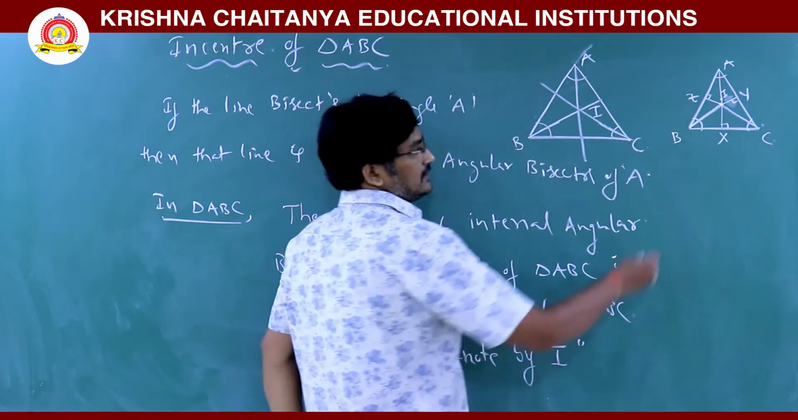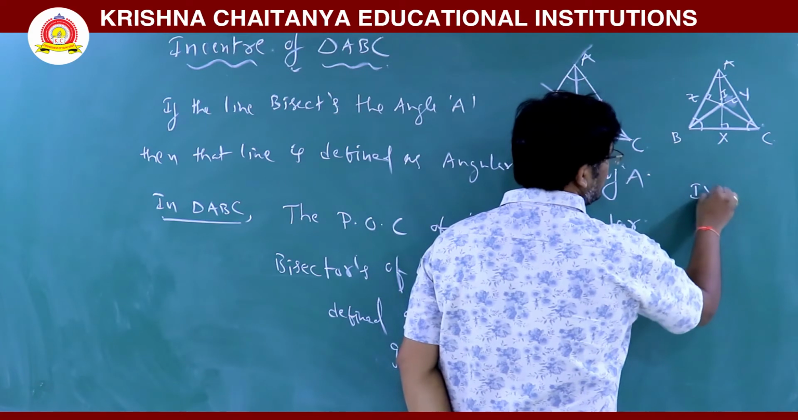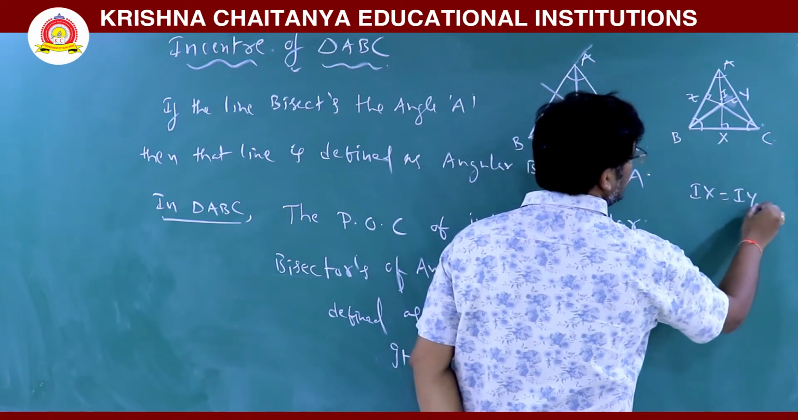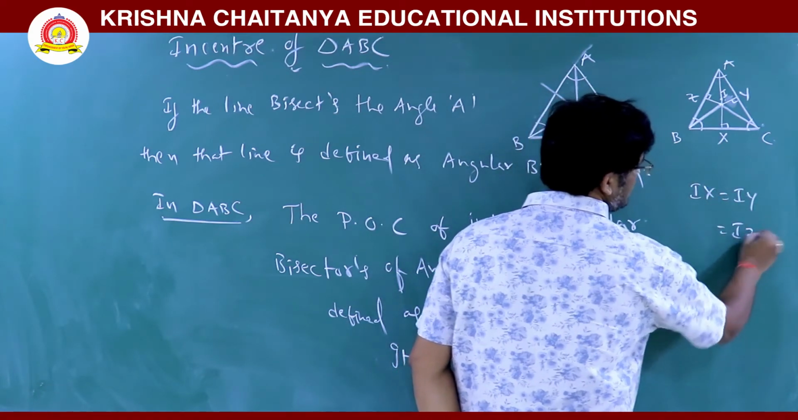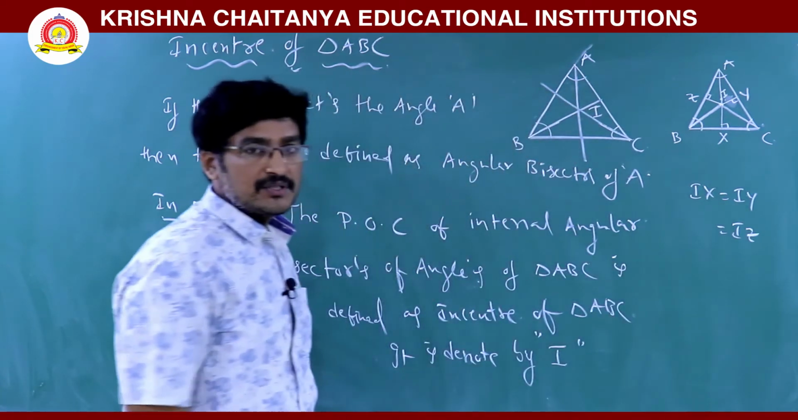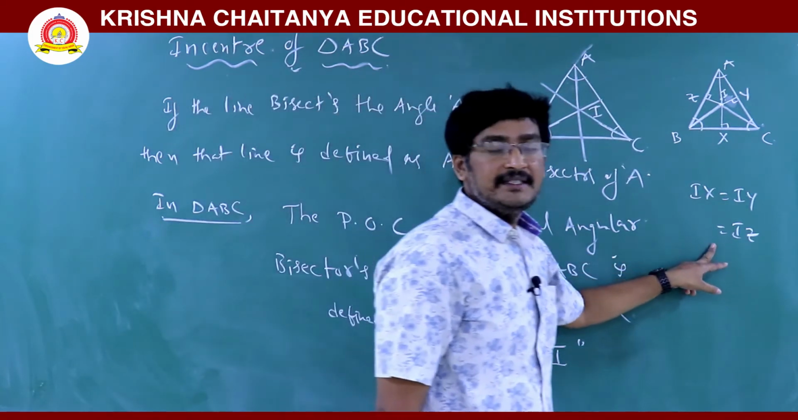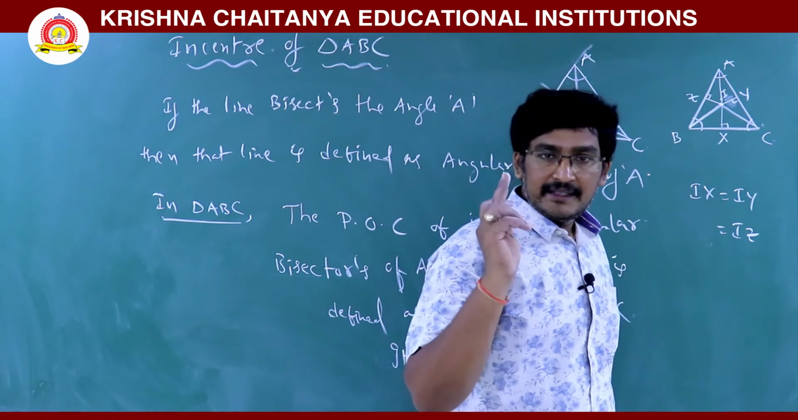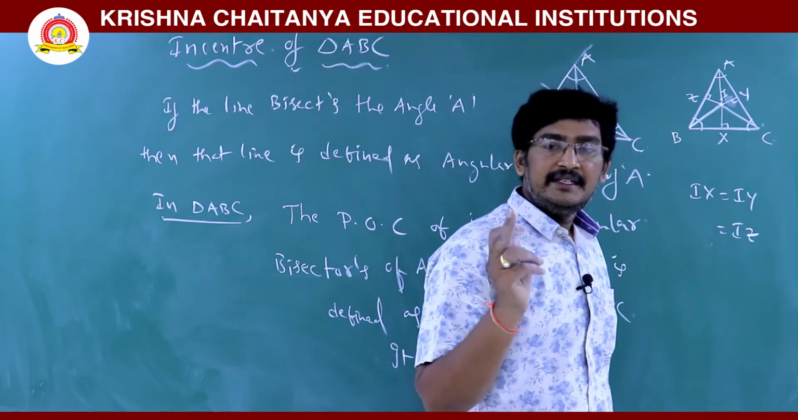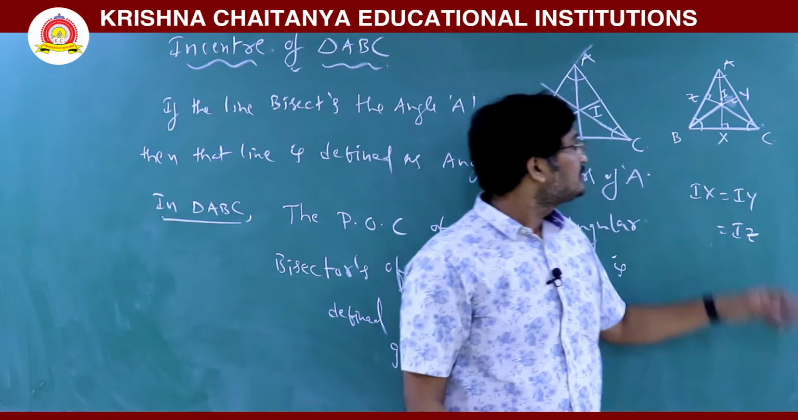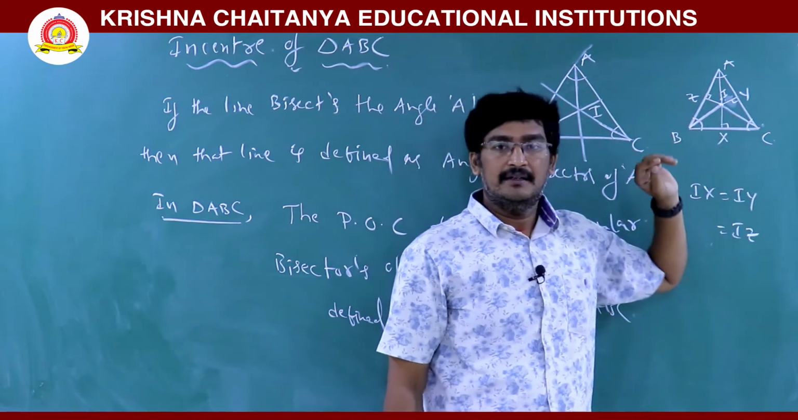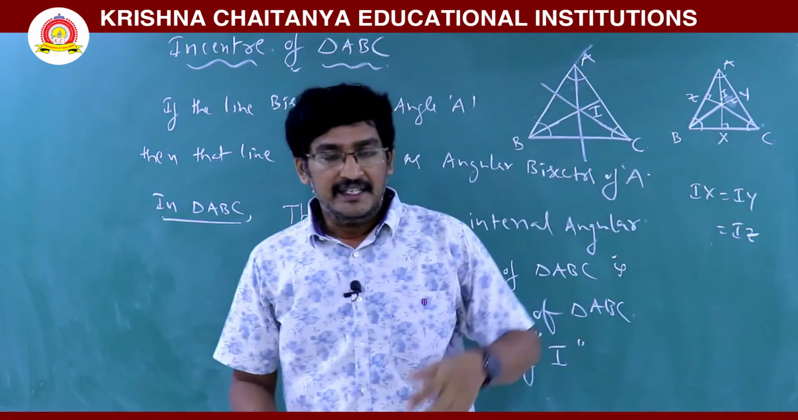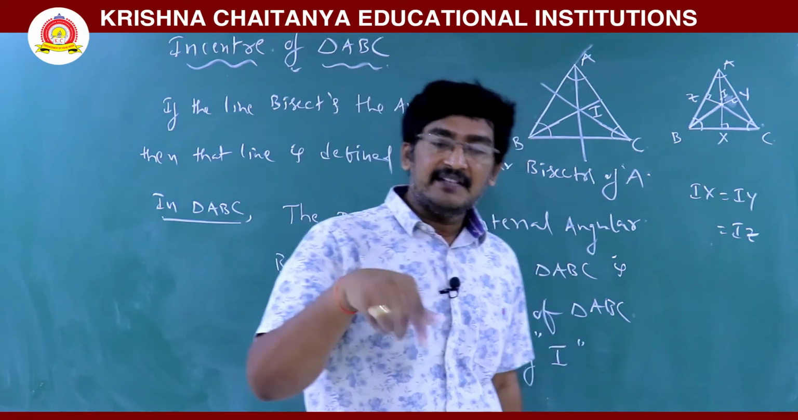Here these three distances are always equal: IX equals IY equals IZ. Just remember, IX equals IY equals IZ. That means the incenter maintains the distance. The incenter I is equidistant from the three sides of the triangle.